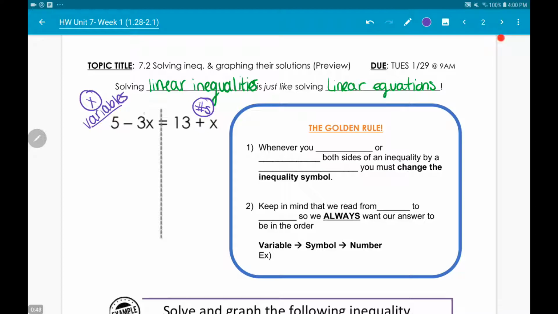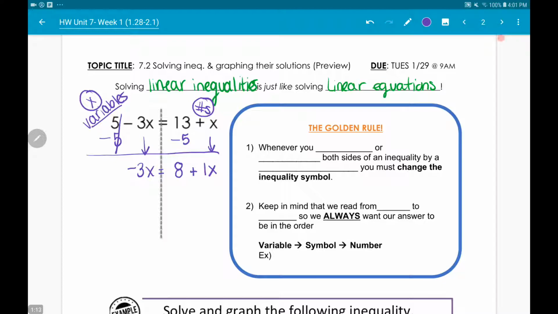Okay, so I look on this side and I say, oh, what doesn't belong? The 5 doesn't belong, so I use my inverse operation to get it over to the other side. Cancels. This brings down. 13 take away 5 is 8. And I bring down my plus x. I'm going to put 1x just to help me out there.